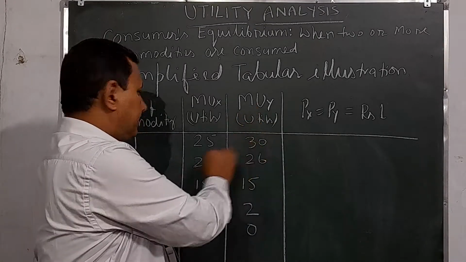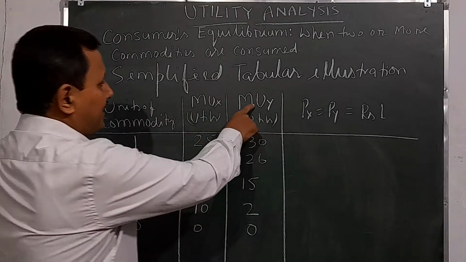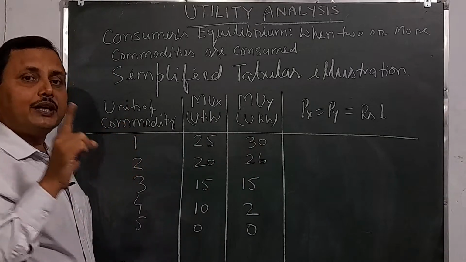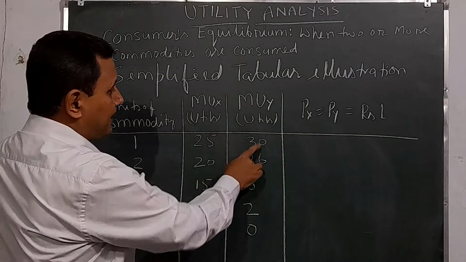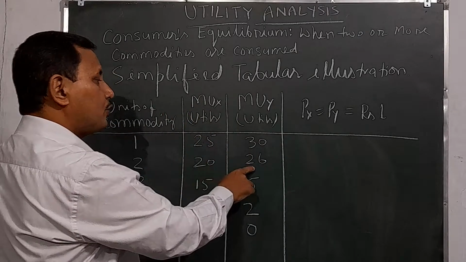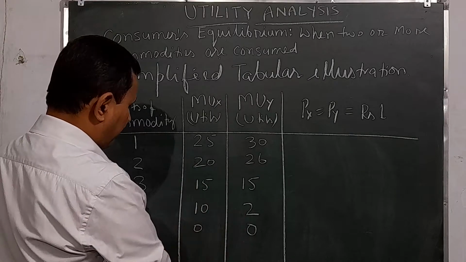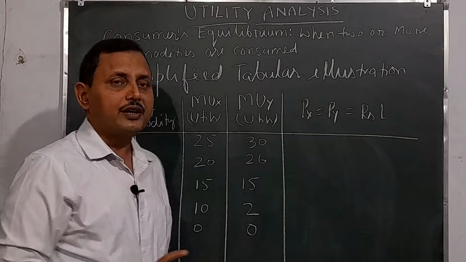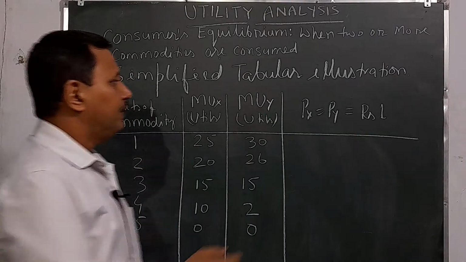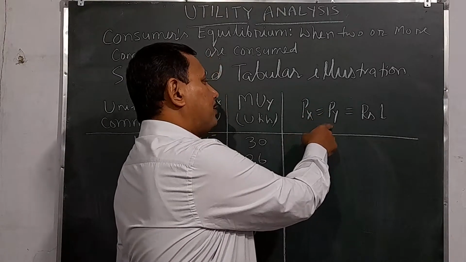MUY. Again, in case of commodity Y, the marginal utility has been given in utils. For the first unit, he is deriving satisfaction of 30 utils, for the second unit 26, for the third 15, for the fourth 2, and for the fifth unit the marginal utility of commodity Y is 0.